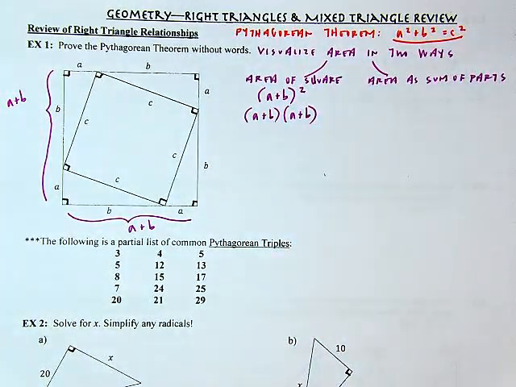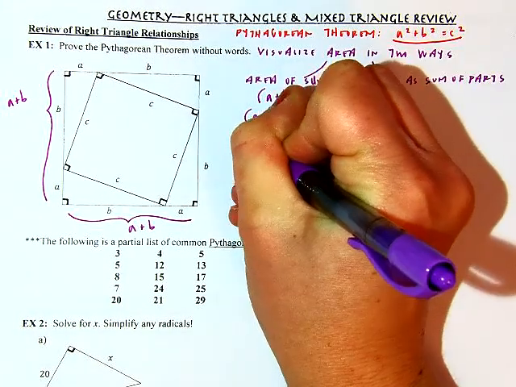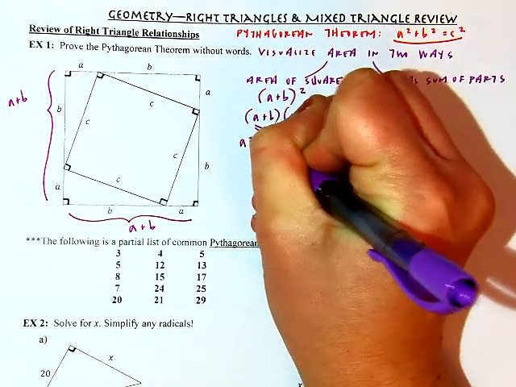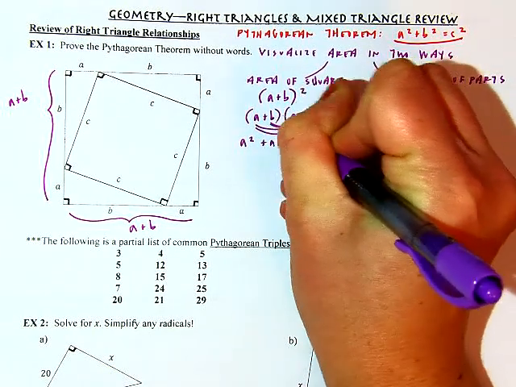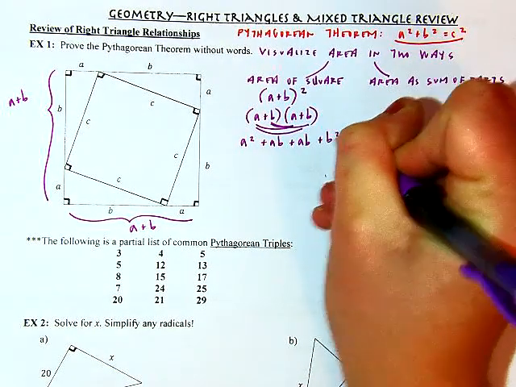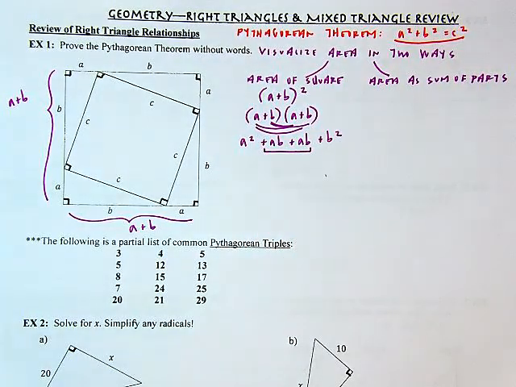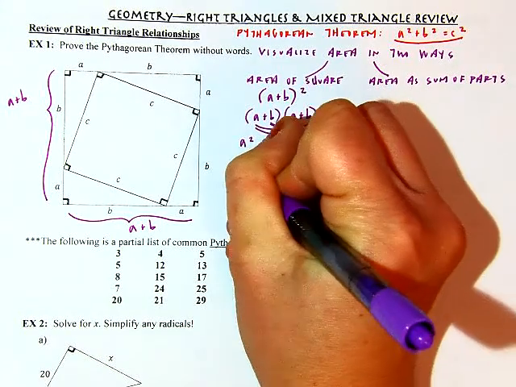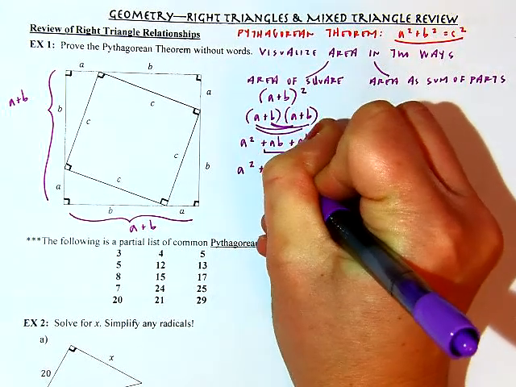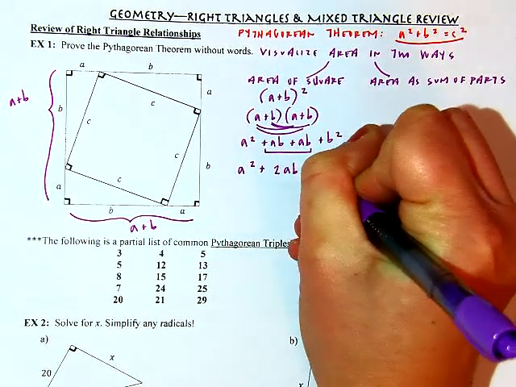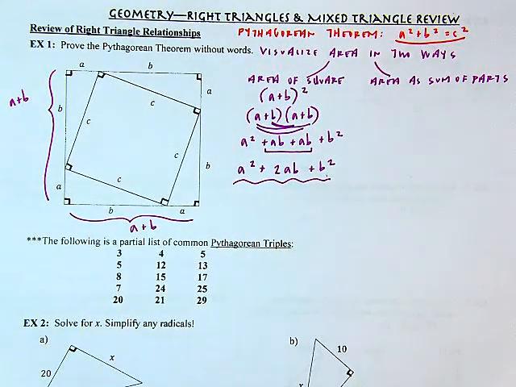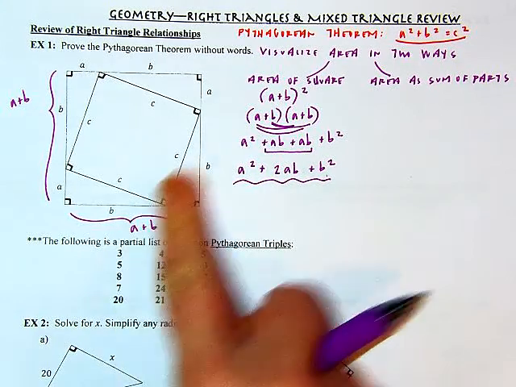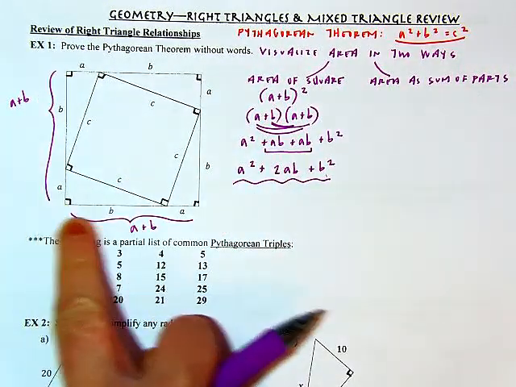Okay, and then when I FOIL that out, I have a squared plus ab plus ab plus b squared. So here, those 2 terms in the middle, those are like terms, right? They're both a times b, so we have 2 of them. So I have a squared plus 2ab plus b squared. So if I express the area of this figure as the area of a square, right? A plus b times a plus b.